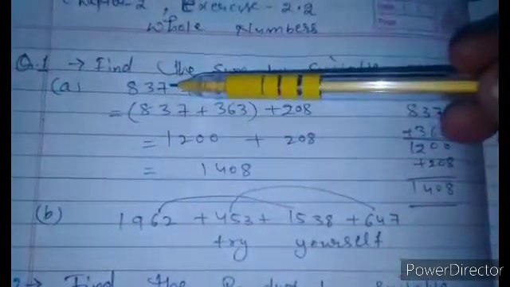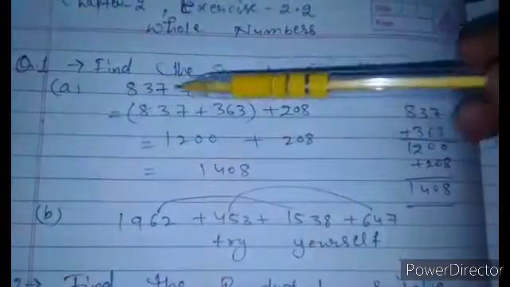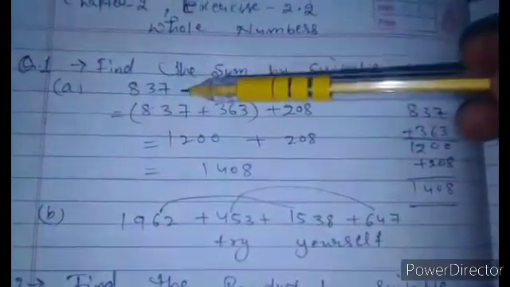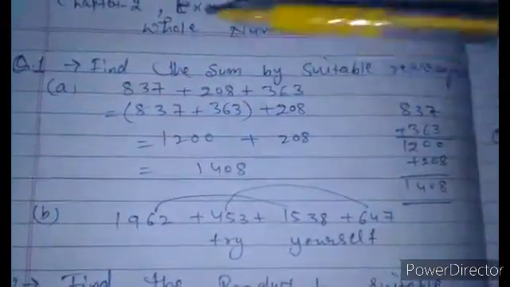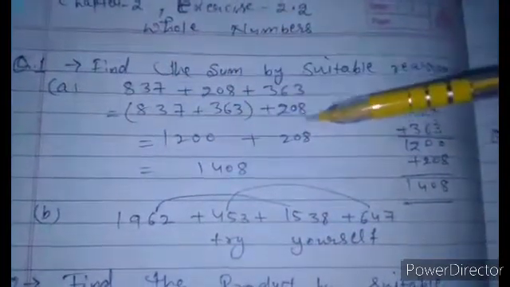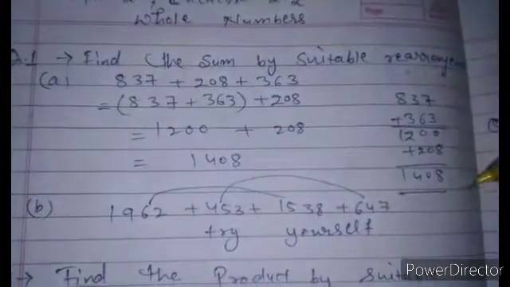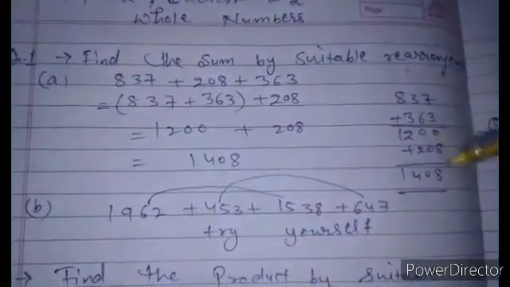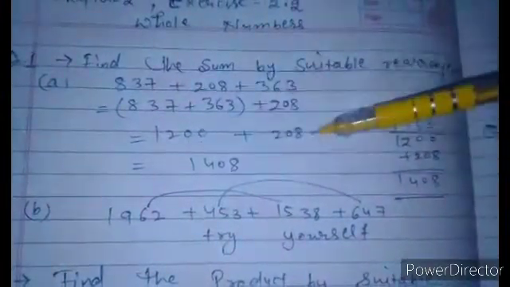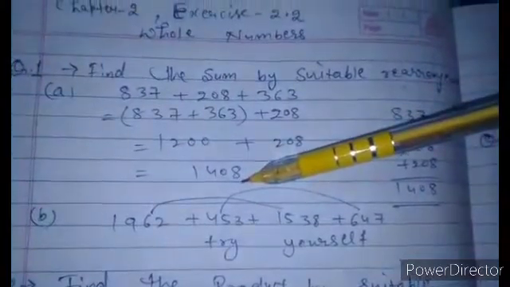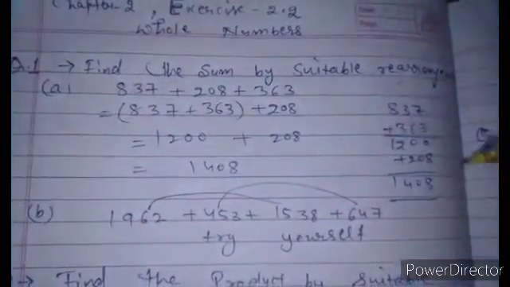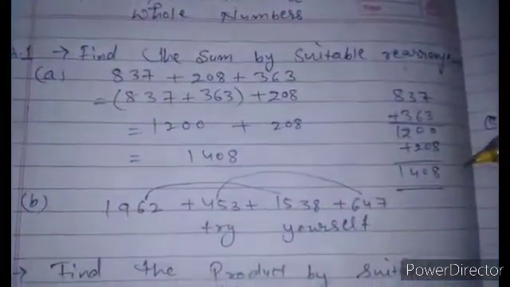Here 8 and 7 give 15, so we will not take them in one bracket. Now 3 and 7 give 10, so that's why we will take them in one bracket, and 208 separate. We can show the addition on the right hand side. You can write here 1200 plus 200, it will be 1408. We can show it here on the right hand side.